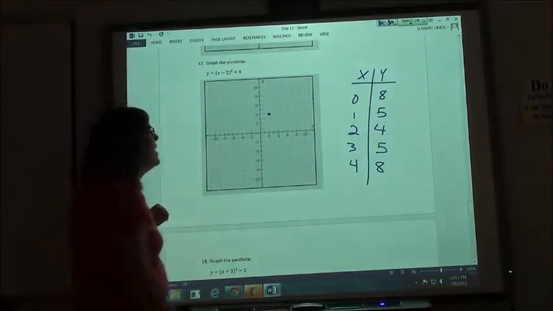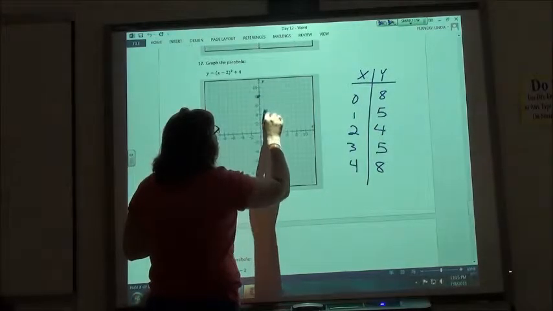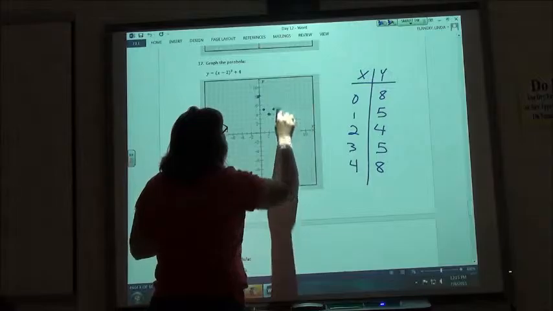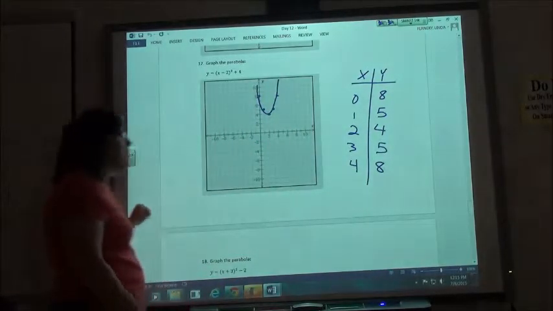Again, those numbers should match up like they do. So 0 is up at 8. 1 is up at 5. 3 is also at 5, and 4 is up to 8, and I have my parabola when I hit my graph button.